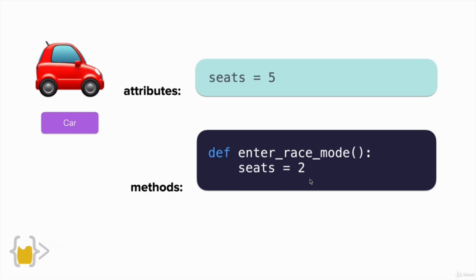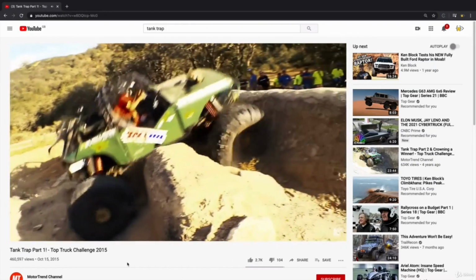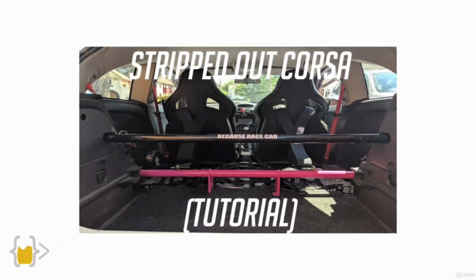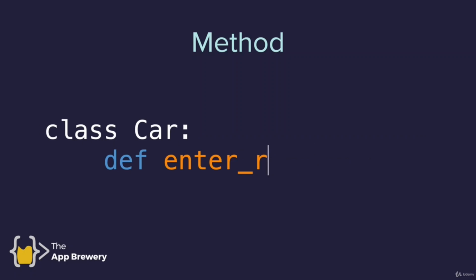So for example, I've been watching a lot of truck racing recently. And one of the things that people do when they mod their cars for racing is they take out some of the seats. This way it reduces the weight of the car and it means that you can go a bit faster. So in our car class, we might in fact have a method where the car can enter race mode, where the seats are dropped from 5 to 2. This is what the method would look like.